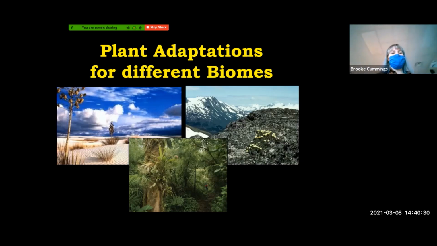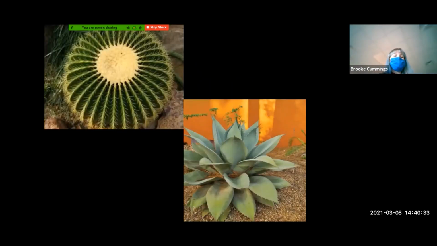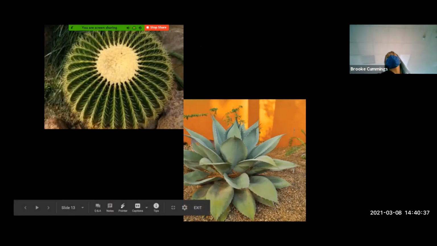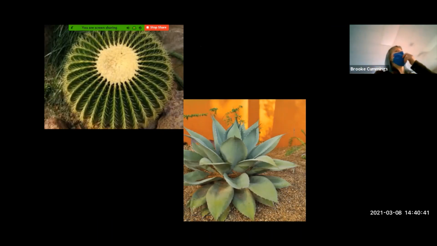Okay, so then we have adaptations for different biomes. So like I said, in a desert, we're going to be thicker and better able to store water than a lot of other plants. We also have spines and things like that in order to keep predators from getting to our water.